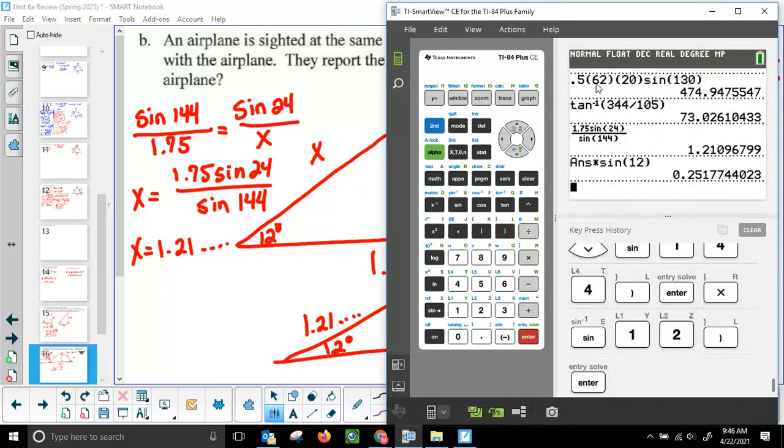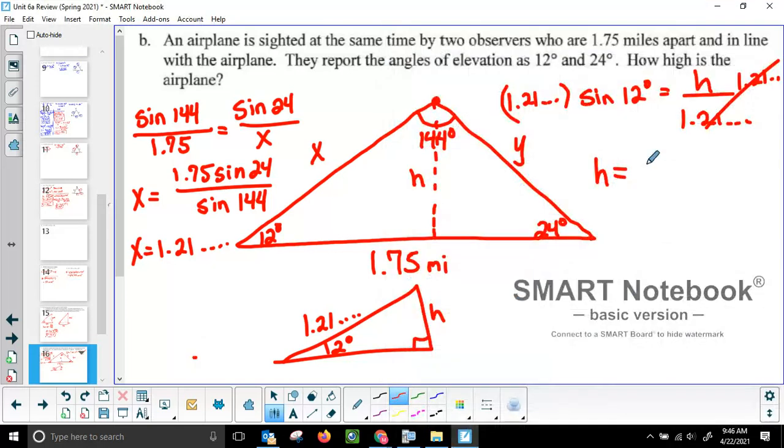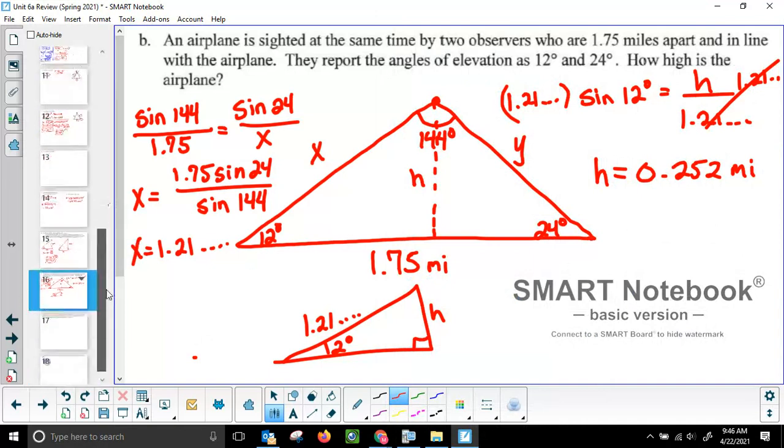So 0.252. And that's miles. And we're done. Hint, you will have a problem just like that on your test.